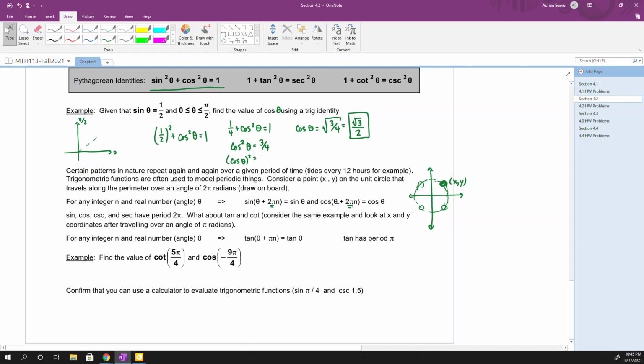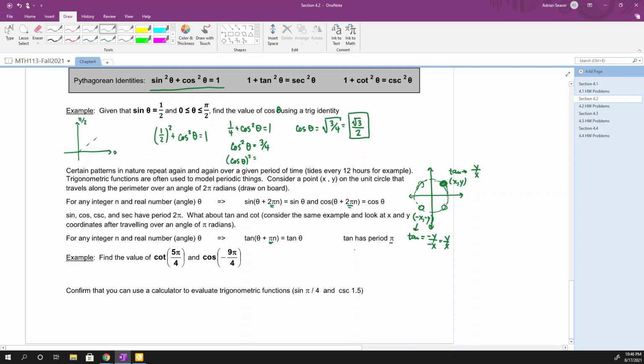Now, tangent's a little bit different because this point, if this is x comma y, this is the point negative x comma negative y. Well, tangent's a little bit different. Tangent is telling me here I'm at y over x. Well, tangent down here is going to be negative y over negative x. So guess what? That is also y over x. So tangent actually repeats at not a complete circle, but half a circle. So the period of tangent is pi.